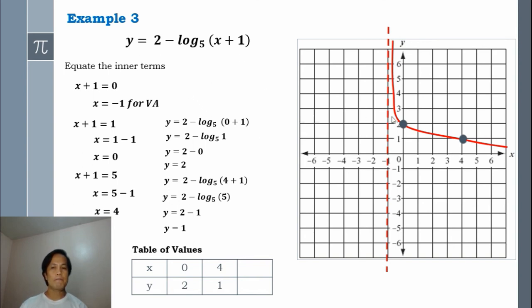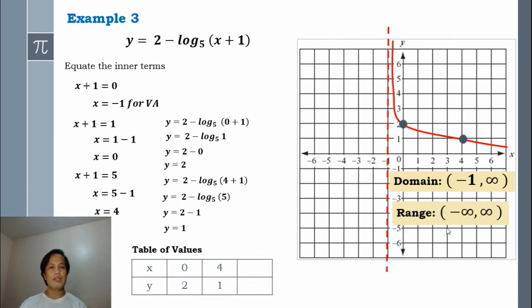So as you can see, our graph moves infinitely upward, and of course, infinitely to the right and downward. So for the domain, our domain will start from negative 1 up to positive infinity, of course, excluding negative 1 because our graph will not cross negative 1 because this is our vertical asymptote. And the same for our range, from negative infinity to positive infinity. So that's it. I hope you have learned something from this video.